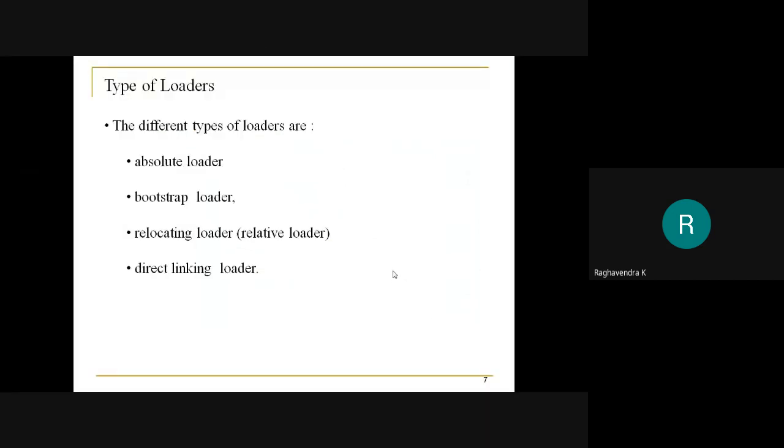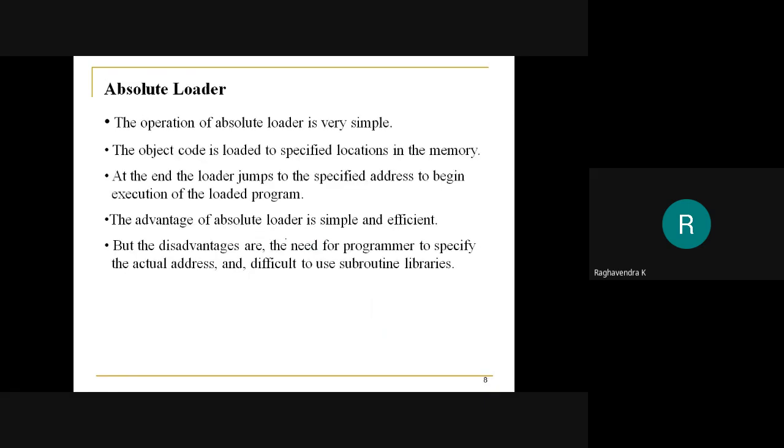Okay, so as I was telling, there are different types of loader. Absolute loader and bootstrap loader is what we are supposed to discuss about. So what's an absolute loader? It's a very simple loader whose job is to load the object code into a specific memory location, in the sense wherever the program specifies. So no changes there. At the end, the loader program would jump to the specified address to begin the execution of the loaded program.